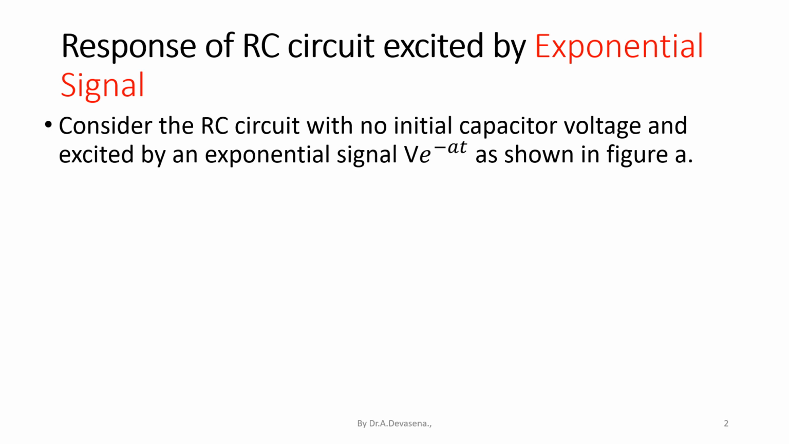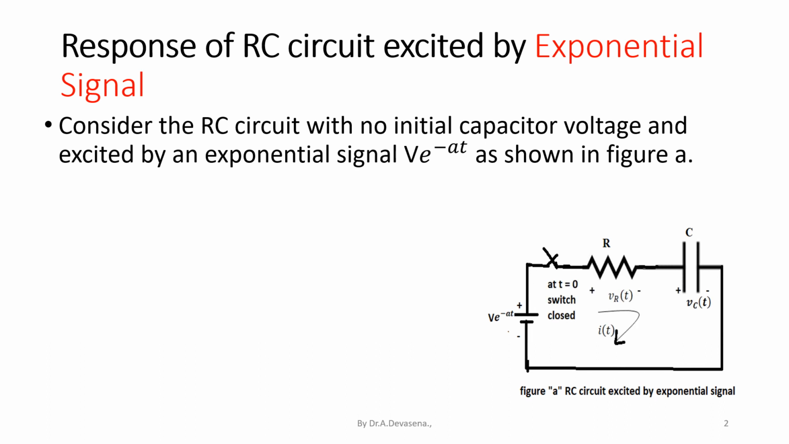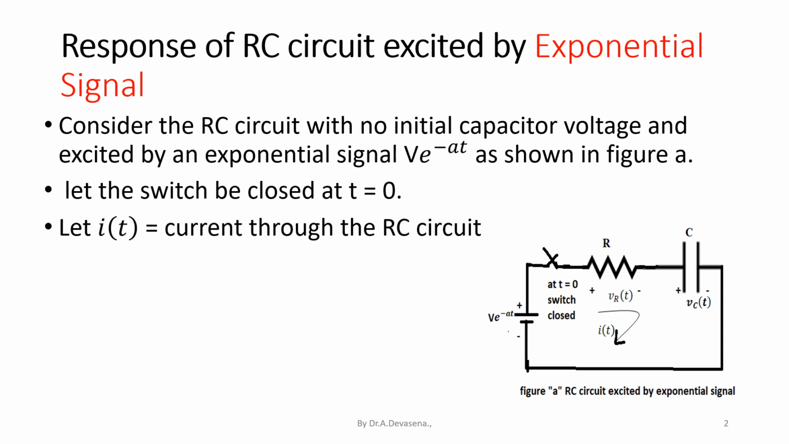Consider the RC circuit with no initial capacitor voltage and excited by an exponential signal V into e power minus at, as shown in figure A. This is the representation of the RC circuit which is excited by an exponential signal. Let the switch present in the RC circuit be closed at t equal to 0.